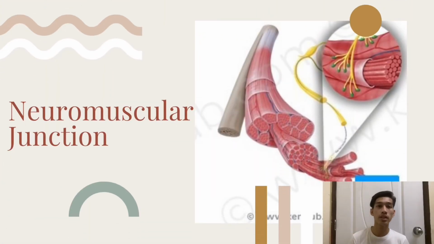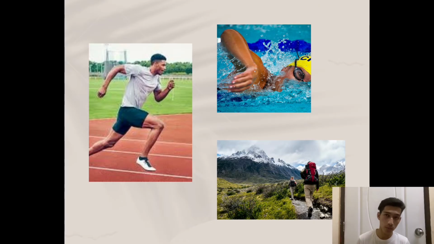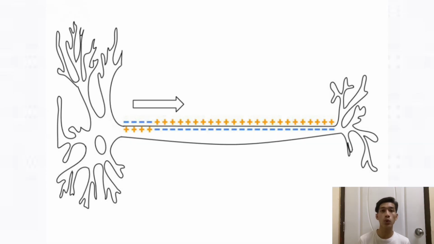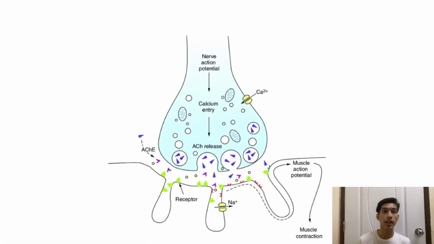Hello, my name is Hilman. I will continue to present our topic about neuromuscular junction. Now I will explain the series of events in neuromuscular junction. This series happens when we do any physical activity including marathon, swimming, running, or even hiking, as it will create an electrical impulse, also called action potential. The action potential comes from either the brain or spinal cord. To start off the whole process, the action potential from the brain or spinal cord will travel down to the neuron, and that is called the axon terminal.